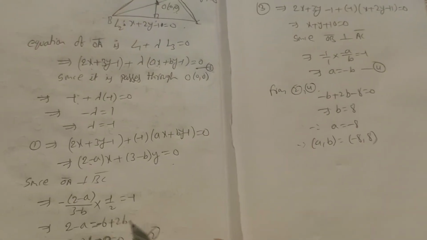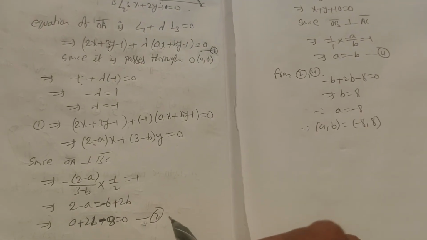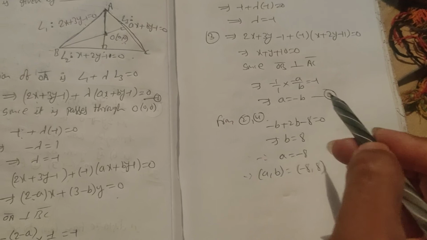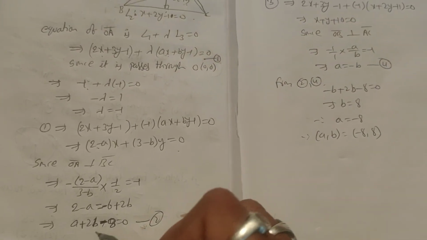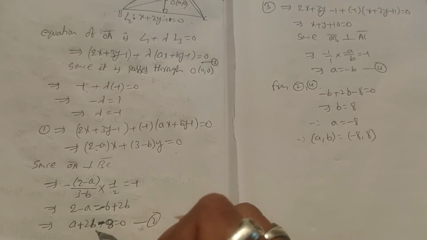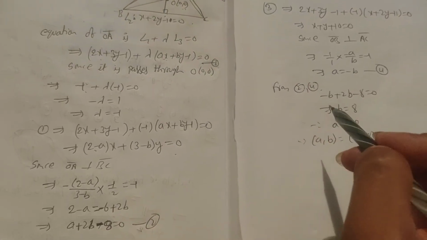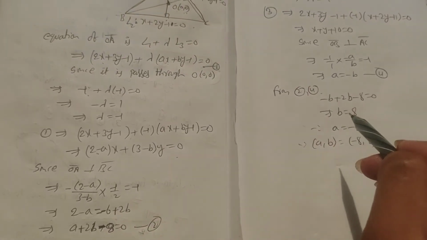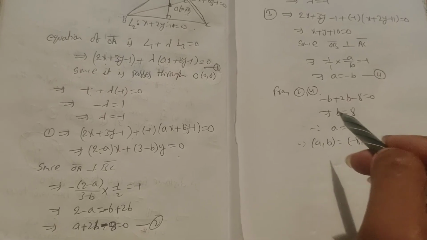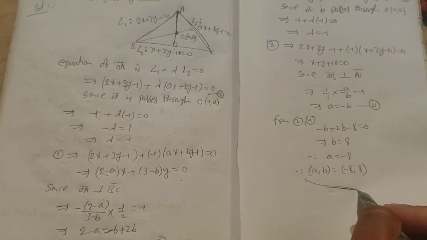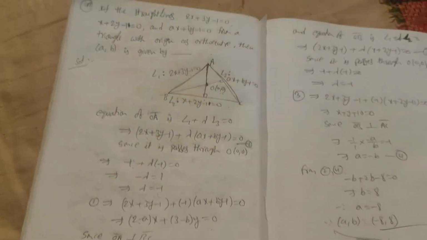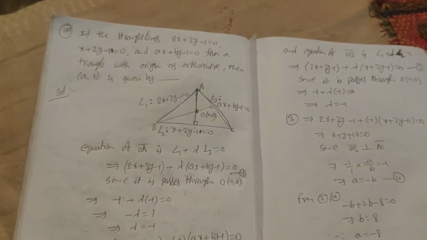So we have two equations in terms of a comma b, the second and fourth. So using 2 comma 4, if you solve, in the place of a substitute minus b. So minus b plus 2b minus 8 is equal to 0. So minus b plus 2b means b is equal to 8. So if b is equal to 8, then a is equal to minus 8. So our required answer is minus 8 comma 8. This is the answer for this question. Like that we have to do all those problems.